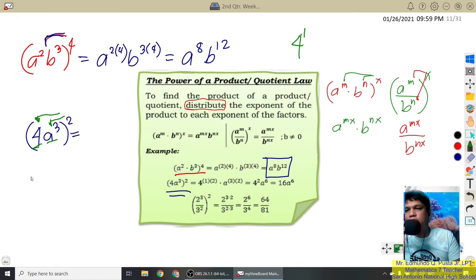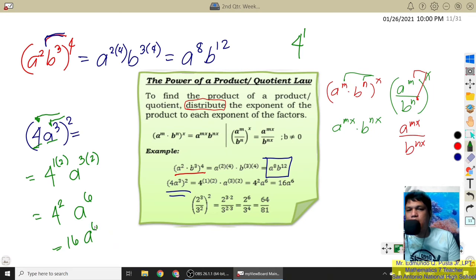Okay, so let me write it this way. This will become 4 raised to 1 times 2, and then we have a raised to 3 times 2. Okay, so what is 1 times 2? This is 4 squared. Yeah, so we have 3 times 2, we have a raised to 6. So what is 4 squared? 4 times 4, this becomes 16 a to the 6. This one is 16 a to the 6. If there's no exponent, even for numerical, even for literal coefficient or variables, that is already 1. Okay? If it's not indicated, whatever its exponent is, that is 1.